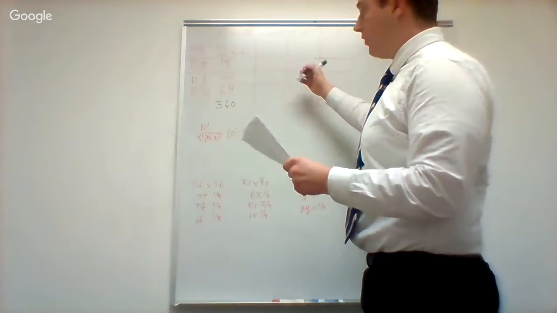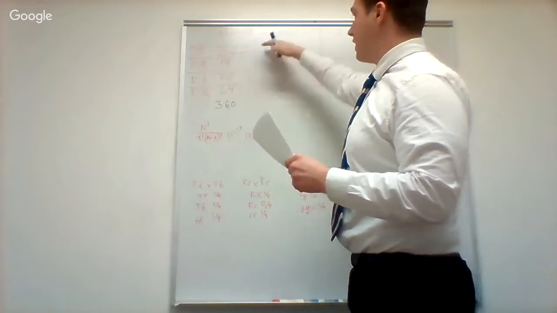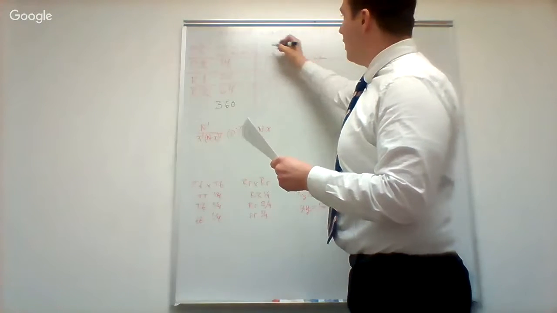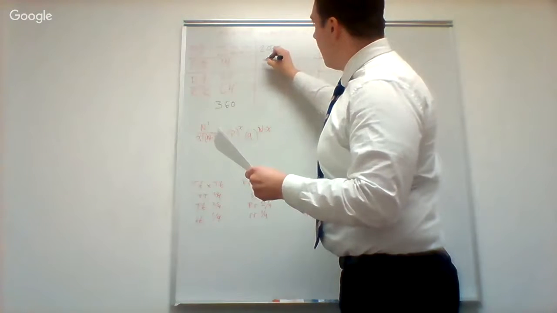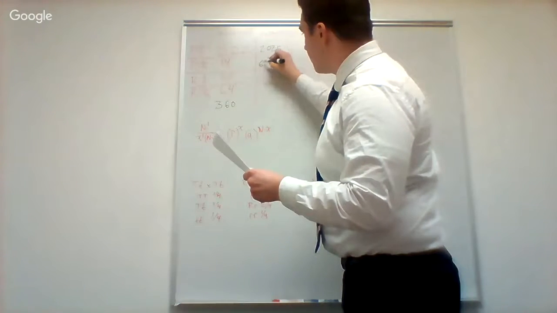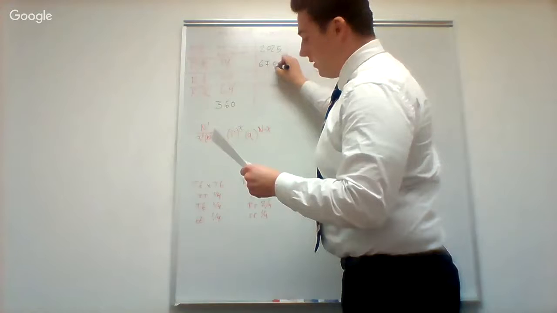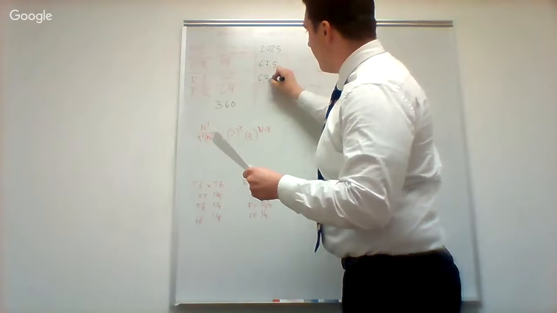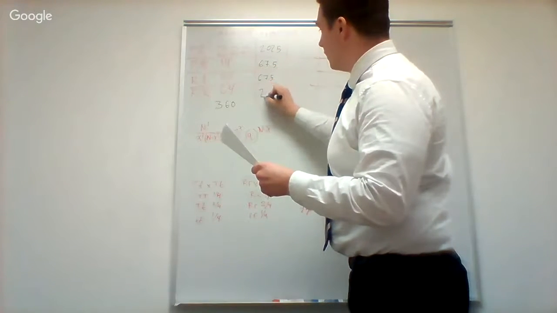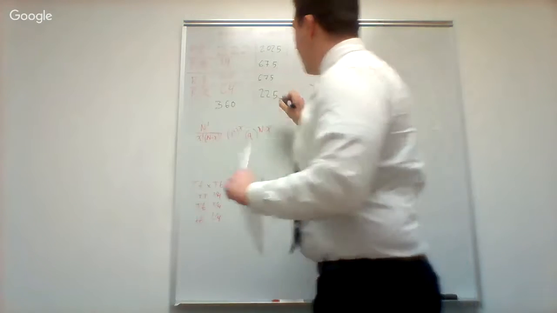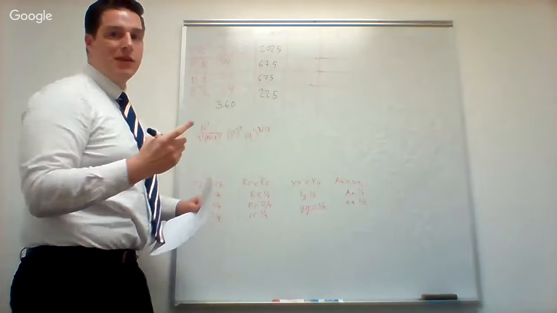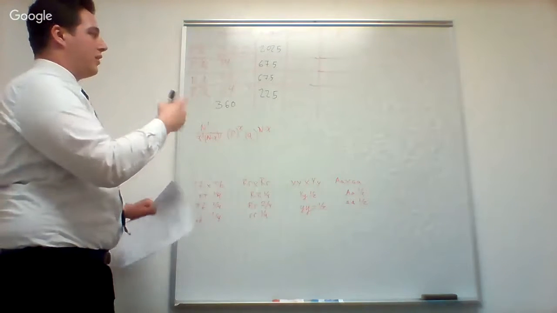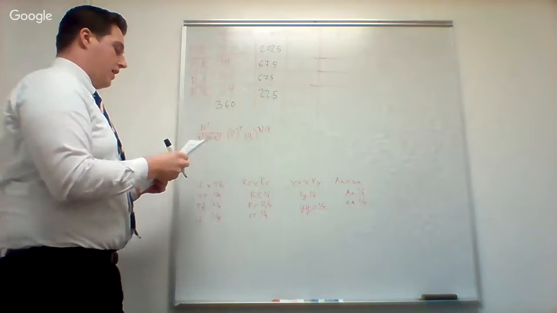So the expected, if you take 360 at a 9 to 3 to 3 to 1 ratio, is going to be 202.5, 67.5, 67.5, and 22.5. And this is what you'd expect if it was Mendelian genetics at a 9 to 3 to 3 to 1 ratio.